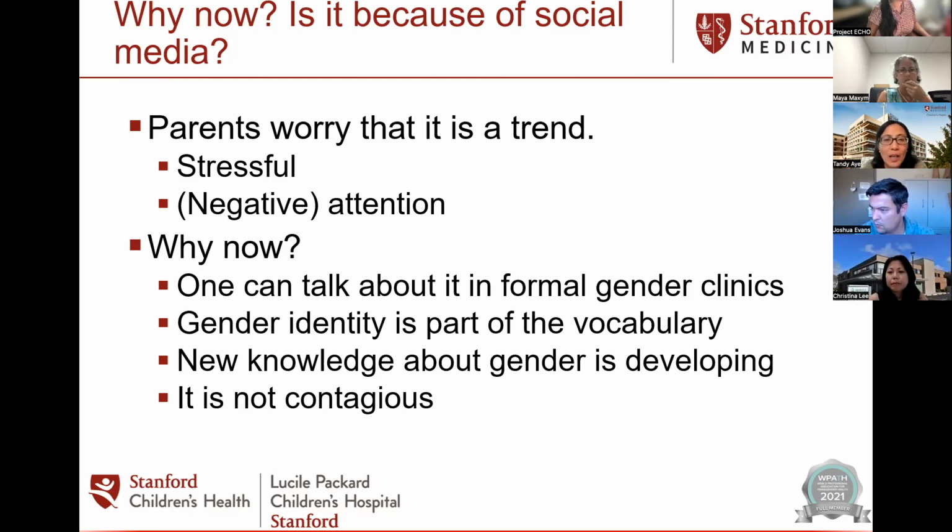And of course, the last thing is it's not contagious. Parents really worry that because you have a friend who's transgender, now you're going to be transgender. And I say, well, when you were cisgender, did having a friend who was cisgender make you be more cisgender? Or if someone was gay, did that make you want to change your mind? So just kind of putting it in that context.